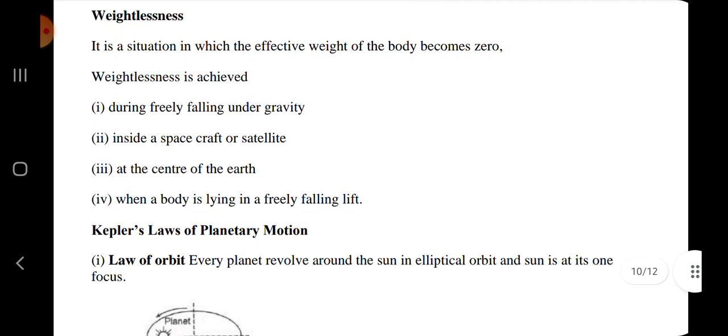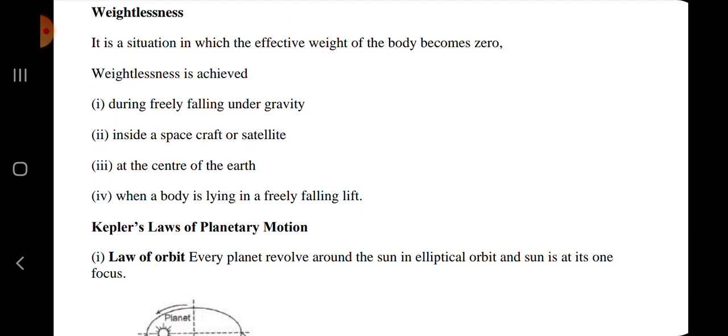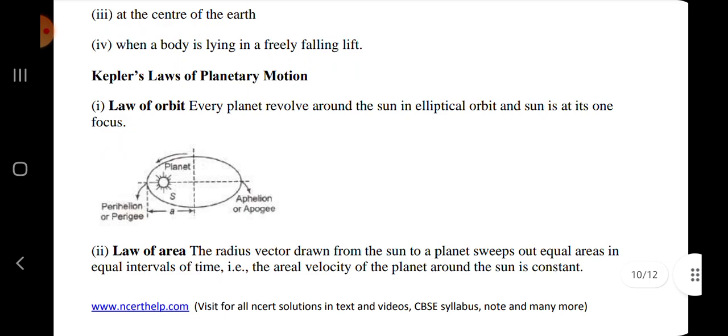Then weightlessness. It is a situation in which the effective weight of the body becomes zero. Weightlessness is achieved first, during free fall under gravity; second, inside a spacecraft or satellite; third, at the center of the Earth; or fourth, when a body is lying in a freely falling lift.